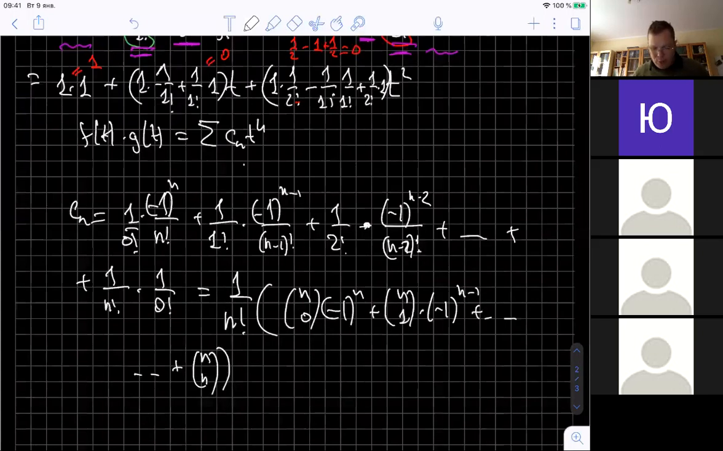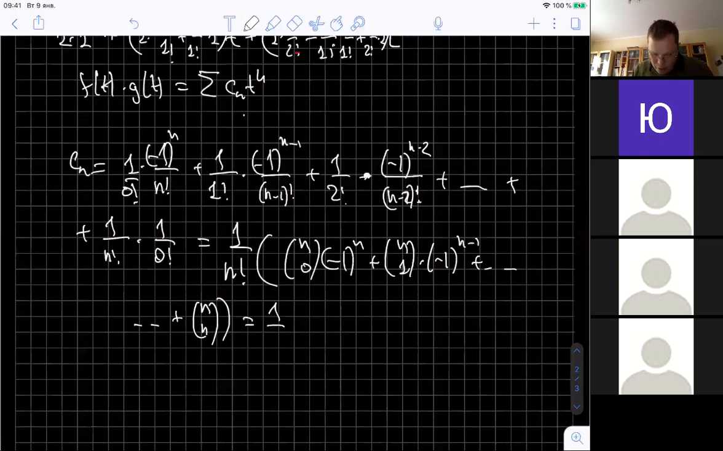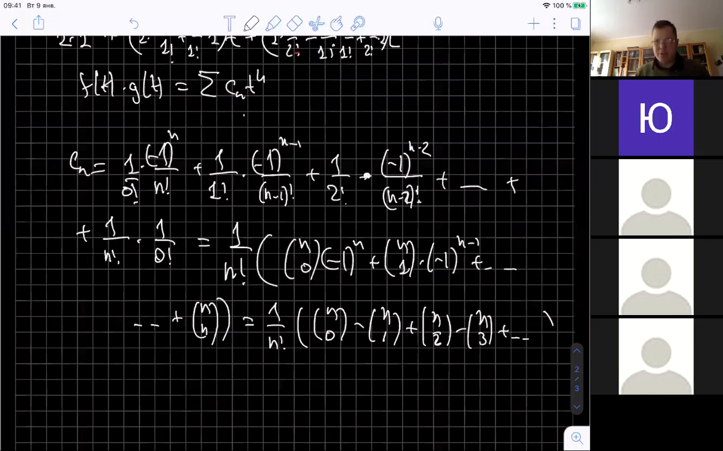Or, if you want to, we can rewrite this as 1 over n factorial times n choose 0 minus n choose 1 plus n choose 2 minus n choose 3 and so on. If you use the symmetry, we can sum not from 0 but from n, and so we have the alternating sum of the binomial coefficients. So what is the alternating sum of binomial coefficients equal to? I think we proved this formula in one of the previous lectures.